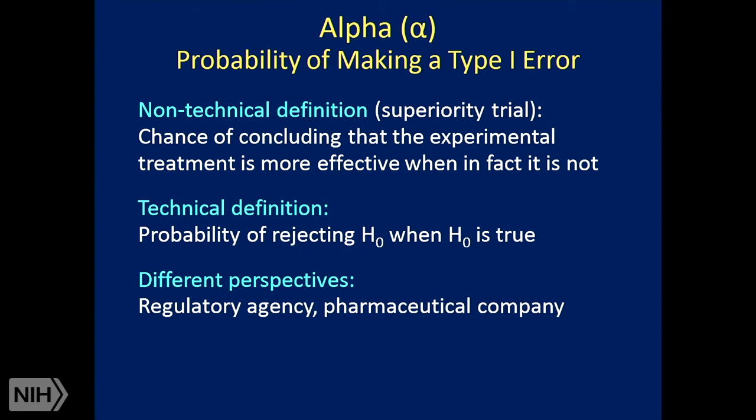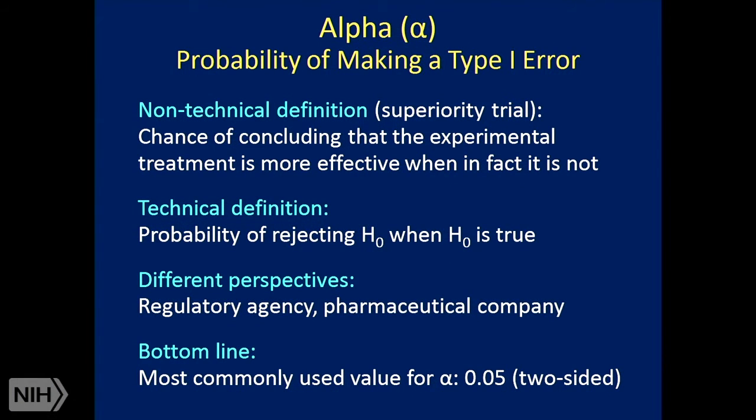That's the FDA perspective. But the pharmaceutical company, not that they don't care, but they're not going to really be devastated if their medication ends up in the market and in actuality it's not efficacious. So type 1 error, alpha, probability of making type 1 error, is very important to the FDA. To the pharmaceutical company, less so. And the most commonly used value of alpha is 0.05 for two-sided. It's the most commonly used.